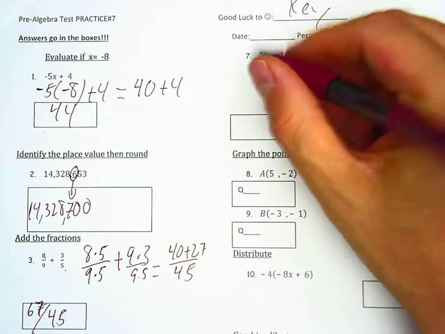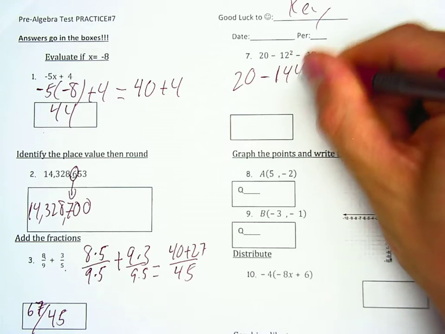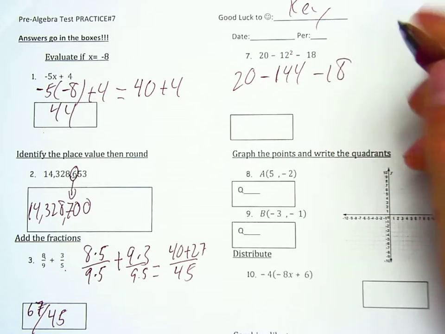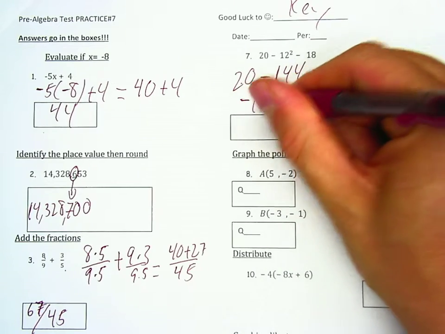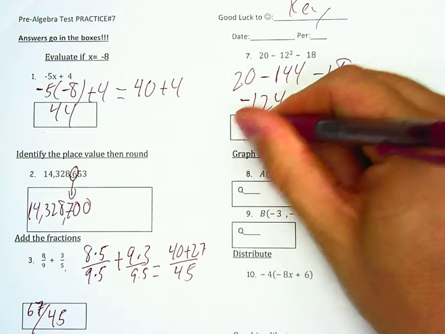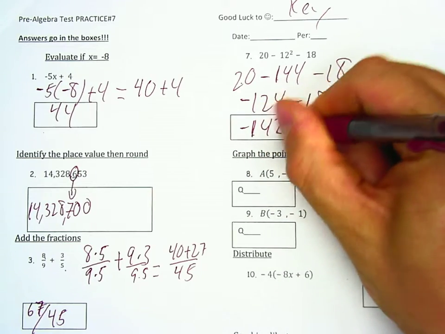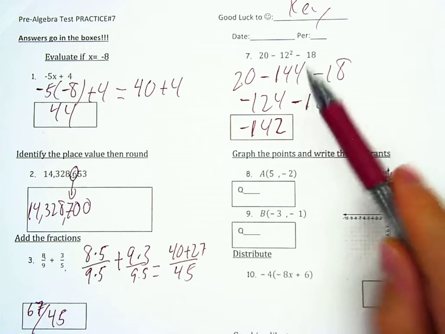Question 7. Take 12 squared. That's 144. And now we can do 20 minus 144 to get negative 124. And then subtract 18 to get negative 142. These are the same signs, so they add together.